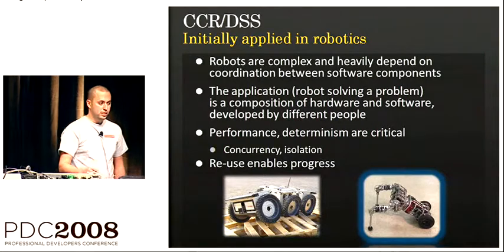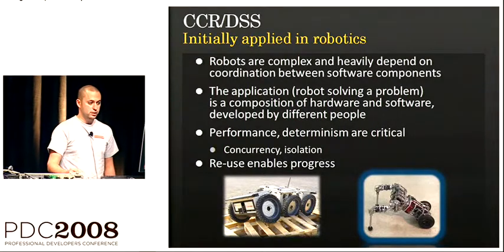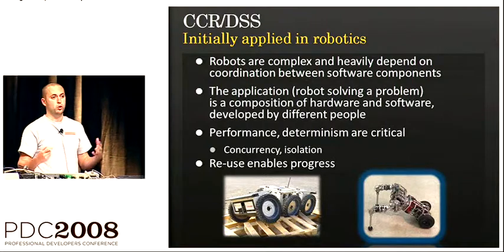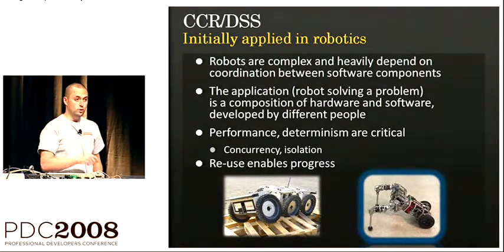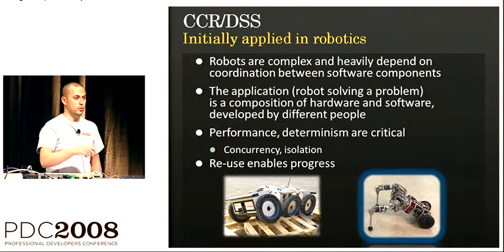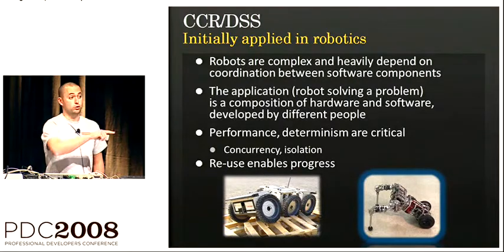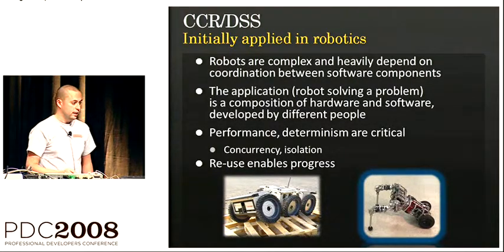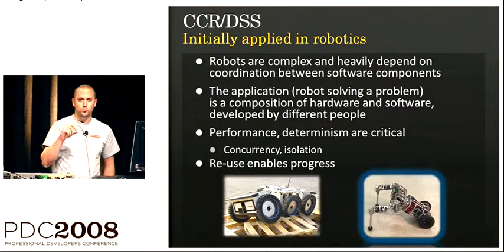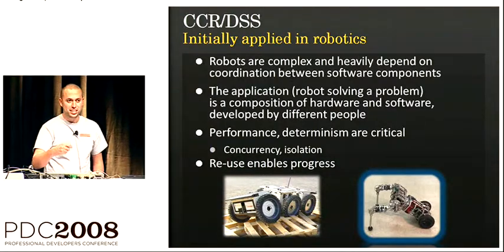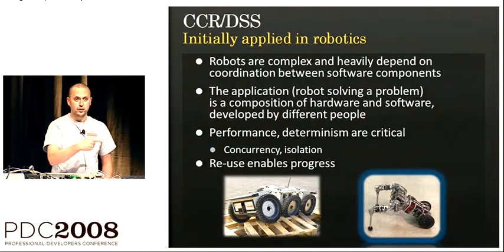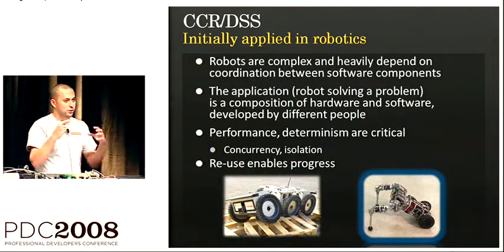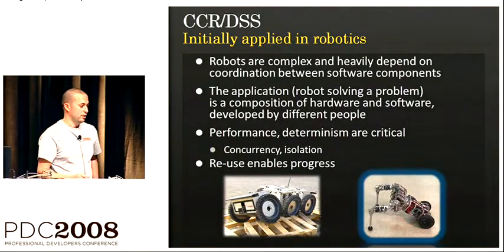So they're complex machines. They heavily depend on coordination between software components. The actual application, like a robot autonomously navigating from one room to another room, as an example, is a composition of hardware and software. And it's literally loosely coupled in many ways. It's built by different people at different times. It's running across multiple heterogeneous processors. And you really care about performance and determinism in a physical sense. Like if your robot is going 2 meters per second, a hiccup could run it through the wall. So you have a very concrete way of measuring that your software doesn't work.